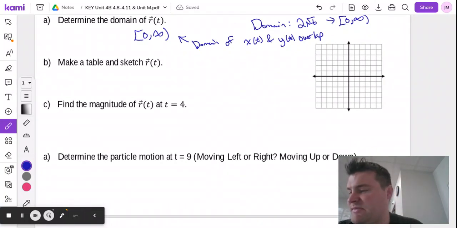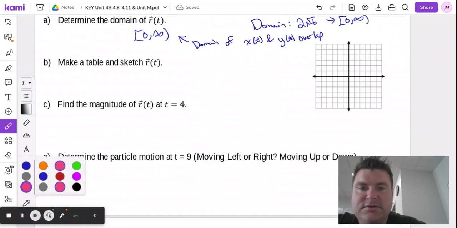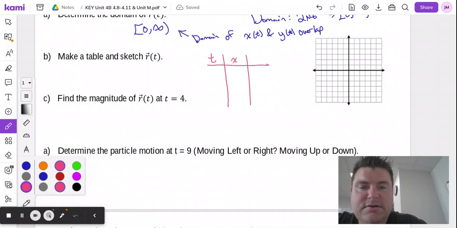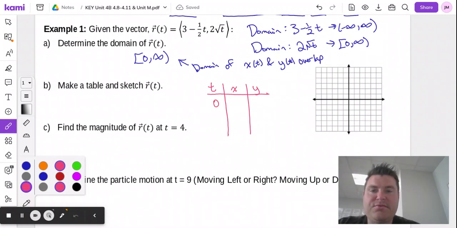So this is just going to be a vector of a parametric. So make a little table here. Do I have restrictions? I do, actually. It doesn't tell me where to stop, but I know that t has to start at 0 for my domain. And we'll do this at x and y. So we're going to start at 0. When I plug 0 into that, I'm going to get 3 minus 0, so this is just 3. When I plug it into y, I'm going to get a 0. So we are here at 3, comma 0.